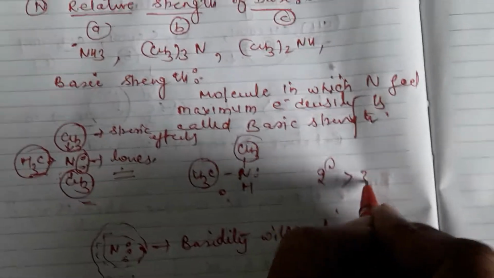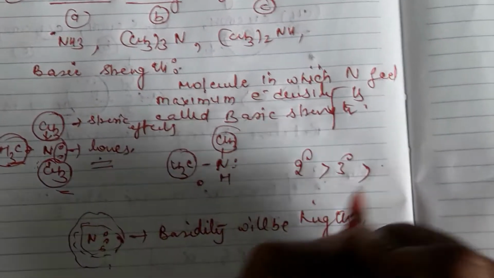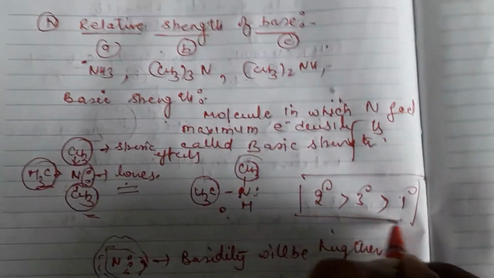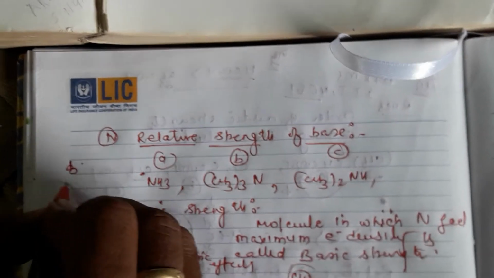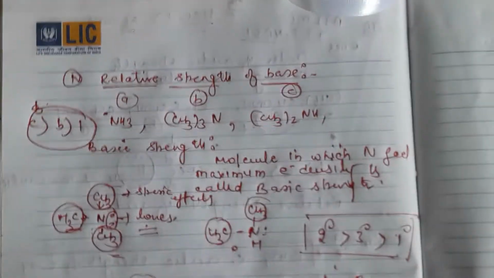So the first order will be secondary, tertiary. In ammonia there is no methyl group, so that's why it will be less basic. So the order will be this one: if you see here, first C, then B, then 1.